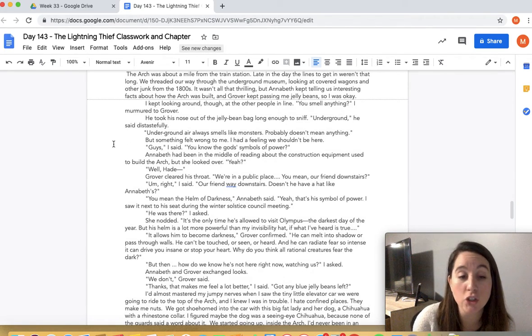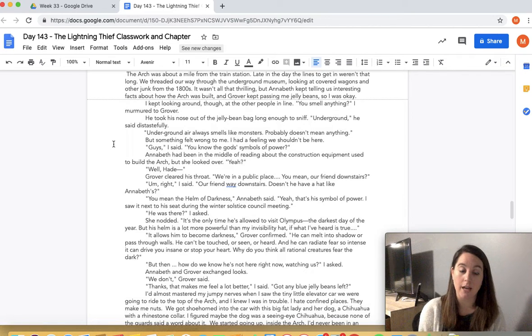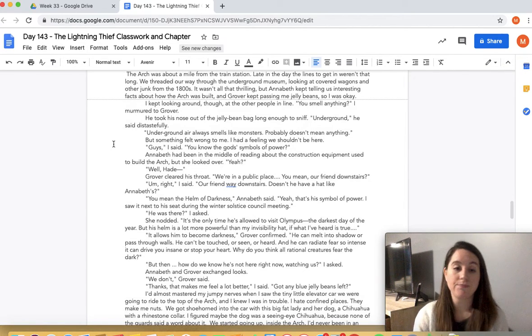"If what I've heard is true, it allows him to become darkness," Grover confirmed. "He can melt into shadow or pass through walls. He can't be touched or seen or heard. And he can radiate fear so intense it can drive you insane or stop your heart. Why do you think all the rational creatures fear the dark?" "But then, how do you know he's not here right now, watching us?" I asked. Annabeth and Grover exchanged looks. "We don't," Grover said. "Thanks, that makes me feel a lot better," I said. "Got any blue jelly beans left?"